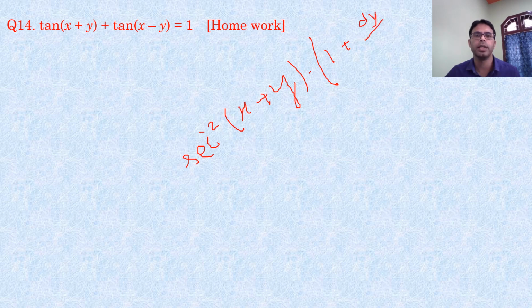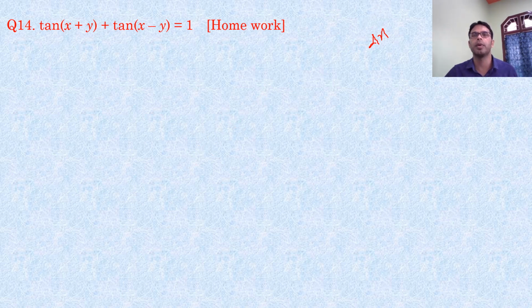dy/dx. Is that clear? And in the second part, 10x plus minus y, that is sec square (x minus y), it is 1 minus dy/dx. And on the right hand side, a constant number, the derivative will be 0. Then complete those products and take dy/dx common, and from there you will get the answer for the question. I think you can solve this problem.